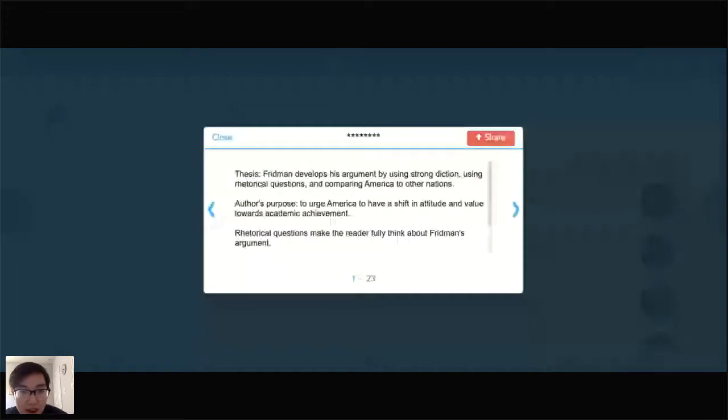Yeah, so the prompt does say analyze how Friedman develops his argument, but I think that means you need to explicitly say what his argument is and how he developed it.